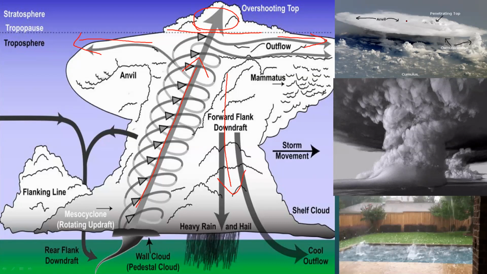And over on the right-hand side here, you can see a photograph of an anvil. So this is this spreading cloud, which has hit the tropopause. There's a little bit of a penetrating top here, and underneath it is the cumulonimbus cloud.